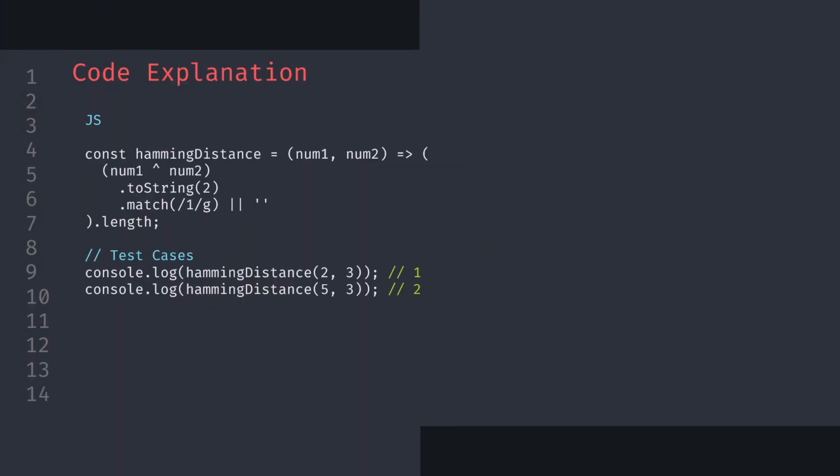This function XORs the two numbers to find the bit difference, converts the result to binary, and then counts the ones, which represent the differences. If no ones are found, we just return 0.